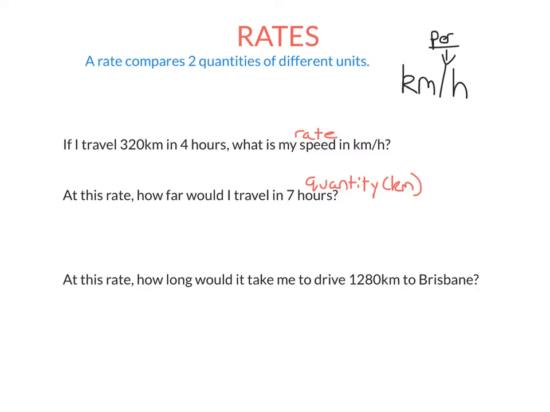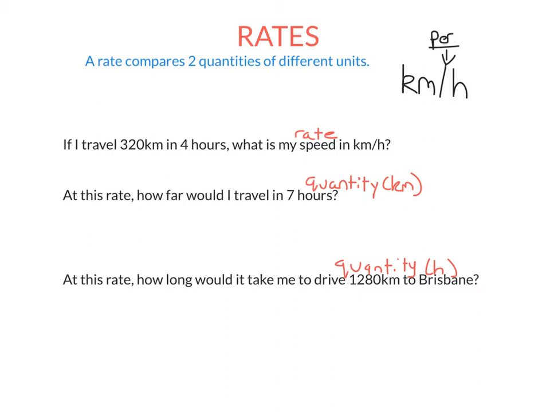And third question, I'm again calculating a quantity. It's saying how long would it take me to drive 1,280 kilometers to Brisbane. This time, the quantity I'm calculating is the time. So you will need to be able to calculate rate, but also calculate quantities. So we're going to end up doing these slightly different. In the first one, I'm calculating the first quantity of the rate. The second one, I'm calculating the second quantity in the rate. All right, let's get to it.